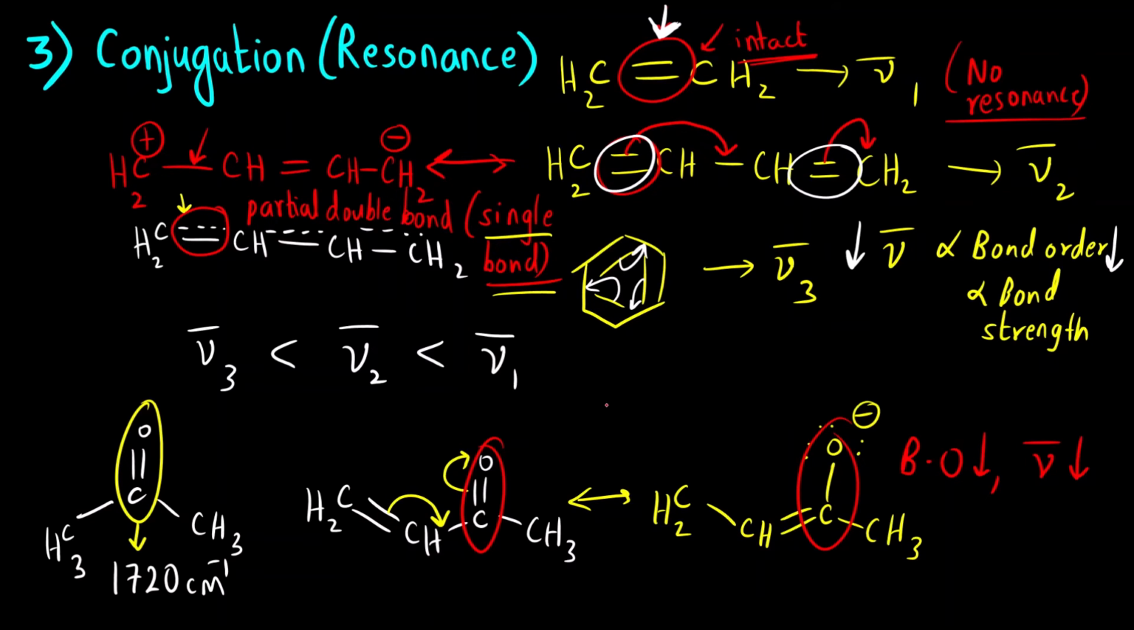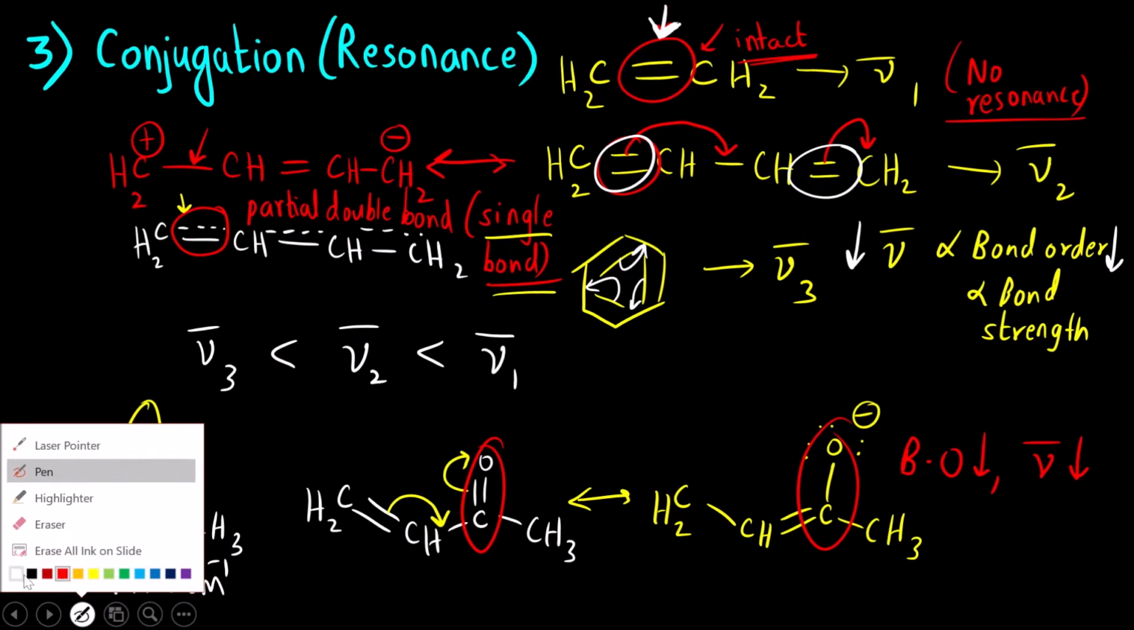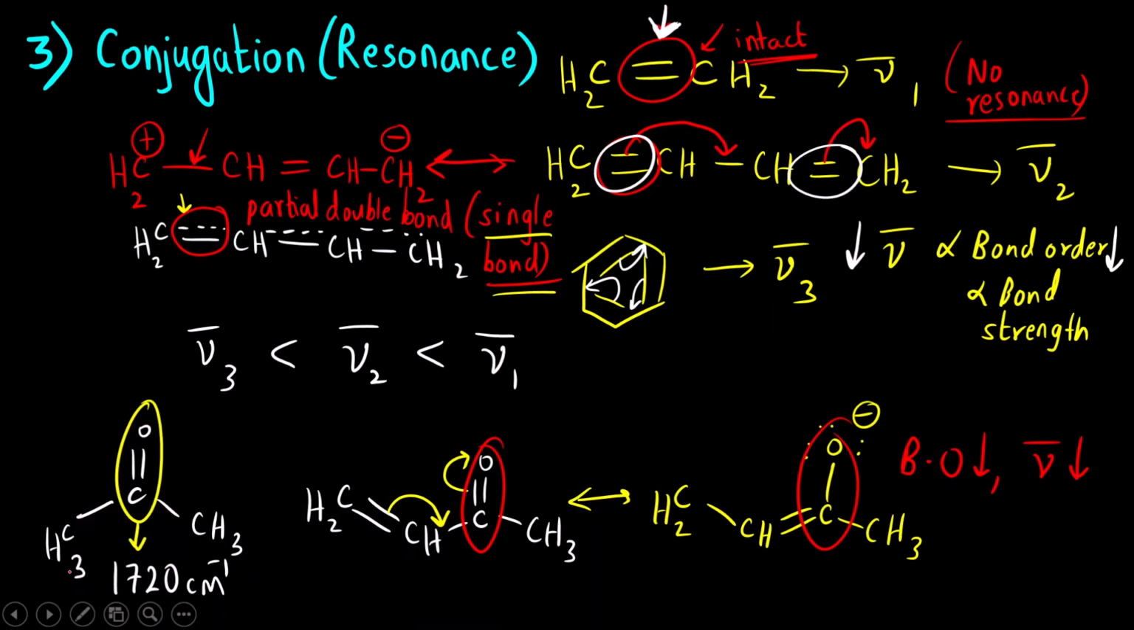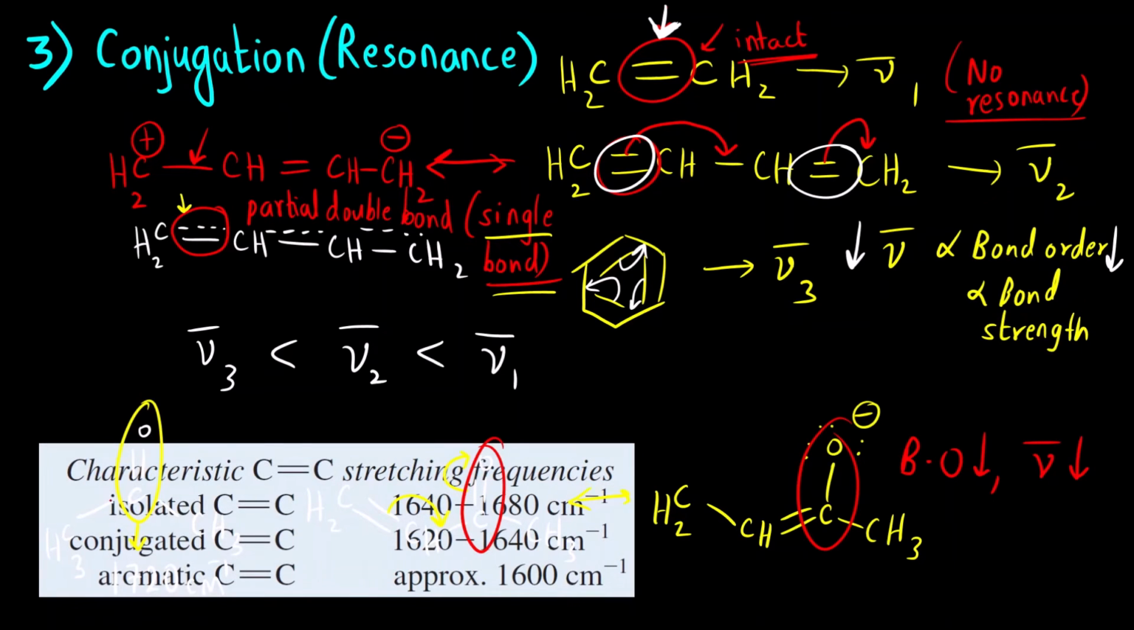This is a table for the first example that I had told you, that if there is an isolated carbon-carbon double bond, stretching frequency is maximum, 1640 to 1680. If it is conjugated, that is 1,3-butadiene, it will be slightly lower, and for aromatic carbon-carbon double bond, it is minimum, because 3 pi bonds are involved in resonance.